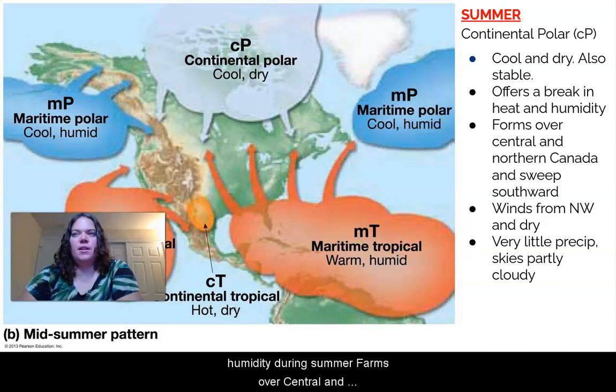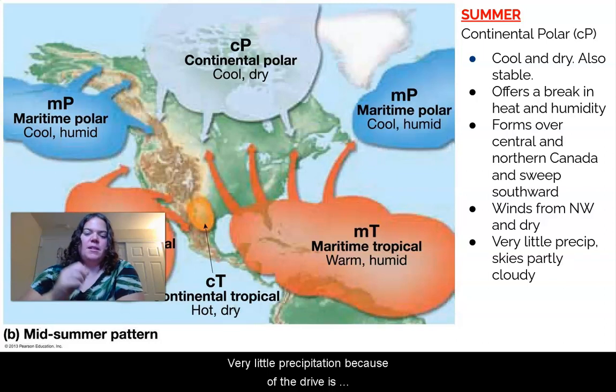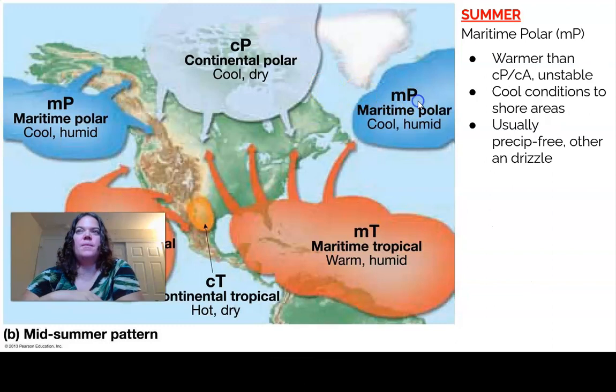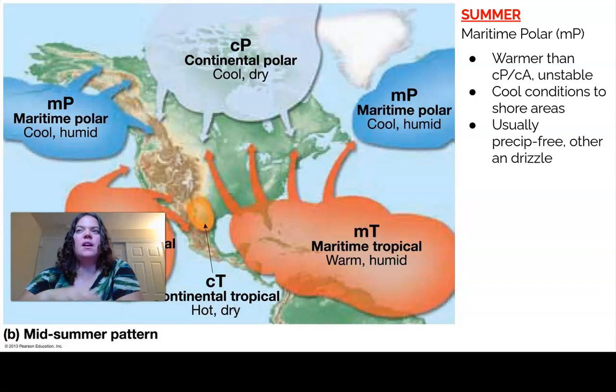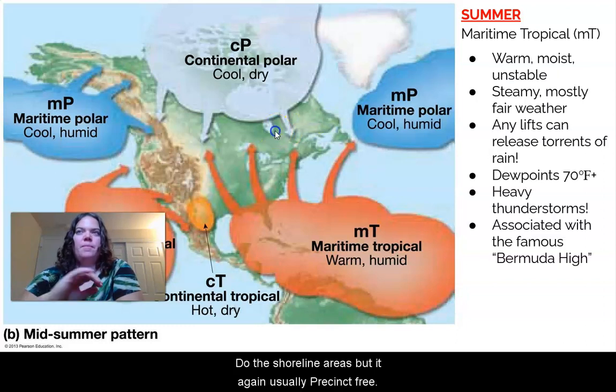It forms over central and northern Canada, and it sweeps southward. Winds from the northwest, it's dry, with very little precipitation because of the dryness, usually partly cloudy skies. Then a Maritime Polar, notice those also moved a little bit northward. These are warmer than the cP. It's unstable. We have cool conditions to the shoreline areas, but again, usually precip free.